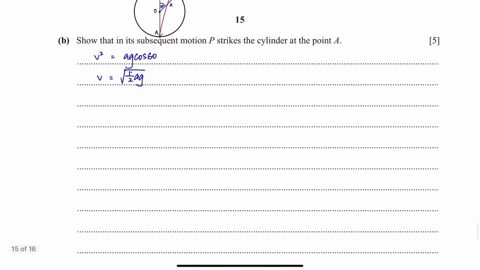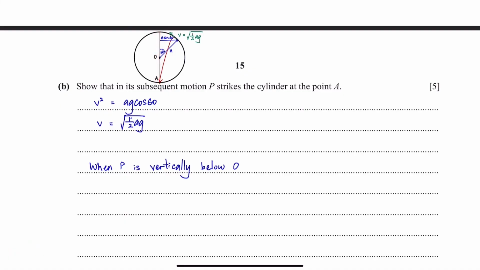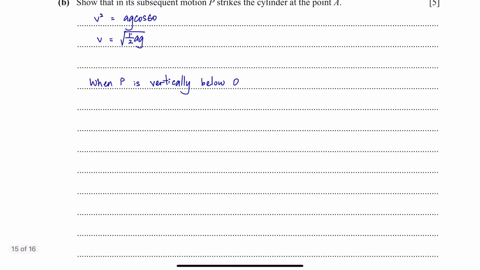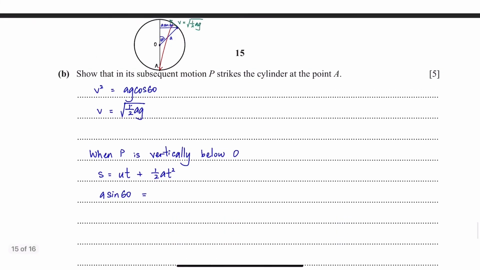So when P is vertically below O, which means it's along this line, we need to find T. So we can use the formula S equals UT plus half AT squared. So S would be A sine 60 equal to U times T. Now we need to find the horizontal velocity.